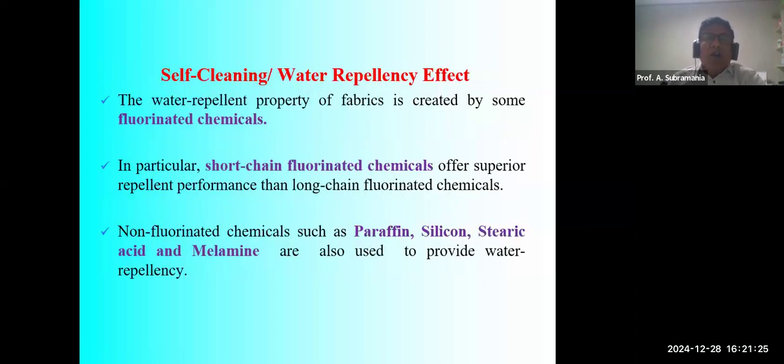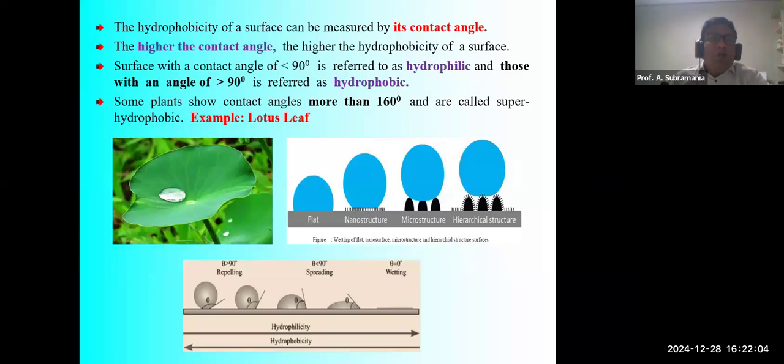Then self-cleaning or water repellency effect can be made in the fabrics. So for that, the water repellent properties of the fabrics are created by some fluorinated chemicals. In particular, short chain fluorinated chemicals offer superior repellent performance than long chain fluorinated chemicals. See, the non-fluorinated chemicals such as paraffin, silicon, stearic acid, and melamine are also used to provide water repellency. The hydrophobicity.